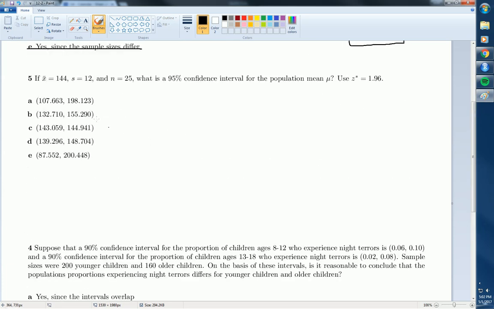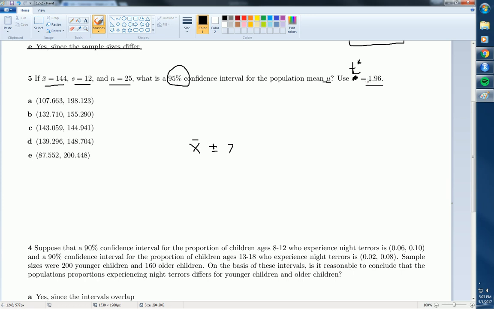Part 5 says, if we have a sample mean, a sample standard deviation, and a sample size, we want the 95% confidence interval for mu, and we have what our Z star is. The formula for this interval, we're talking about a population mean from one population: X bar, now here, by the way, I wrote that wrong. That should be a t because we're using means instead of proportions. We always use t's.